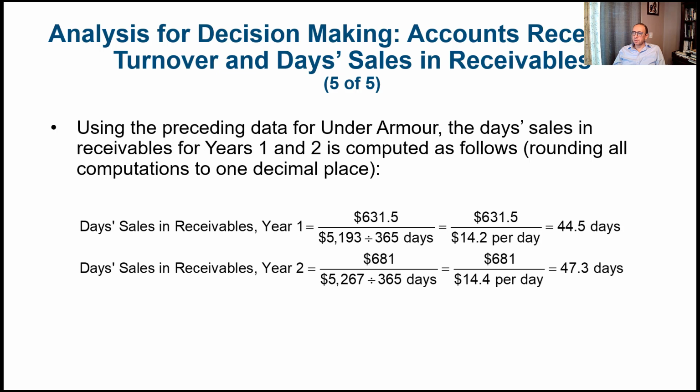So using the same example, we're going to do the math here, and for year 1 it was 44.5 days. In year 2 it's 47.3 days. So you can see there's a slight decline in this ratio, because 44.5 is better than 47.3, but it's not too bad. It's not something that should be too concerning for the accountant of the company and for management. Yet again, if the terms are usually 30 days, then you wish that this ratio would be closer to 30.